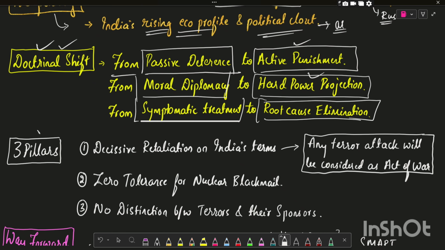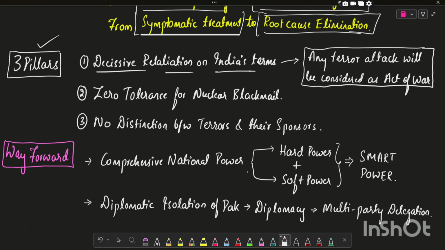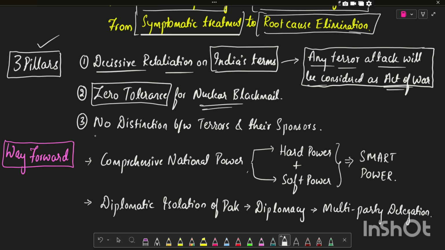And there were also three pillars which you can consider as outcomes of Operation Sindoor, that is decisive retaliation on India's terms, where India assured that any terror attack will be considered an act of war. And also India showcased that there is zero tolerance for nuclear blackmail, and there is no distinction between terrorists and their sponsors. There is Pakistan's state-sponsored terrorism. India reaffirmed that there is no distinction between the terrorists and their sponsors.